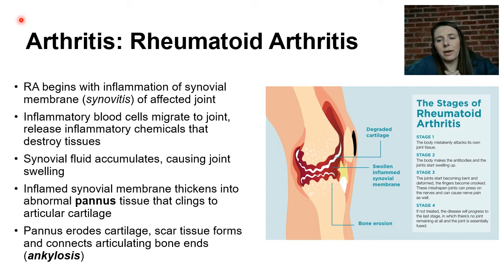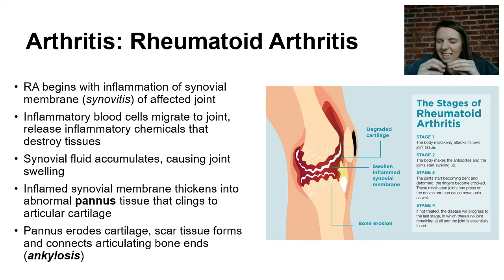Just like I went through the progression of osteoarthritis, rheumatoid arthritis begins with inflammation of the synovial membrane of whatever joint is being affected. The inflammatory blood cells migrate to that joint, and they release inflammatory chemicals that end up destroying the tissues. Because of this, synovial fluid is going to start to accumulate. This is going to cause swelling in the joint. And then from here, the synovial membrane that's now inflamed is going to thicken into what's called pannus tissue.